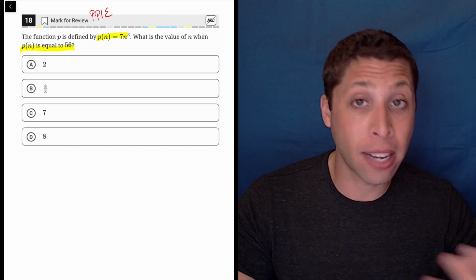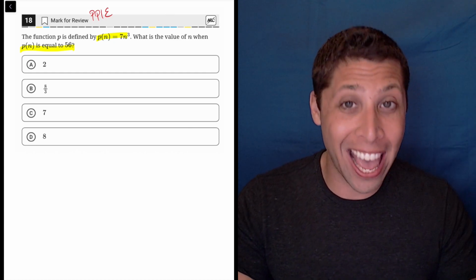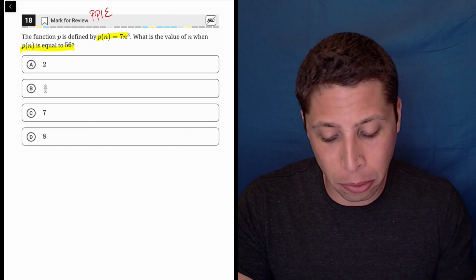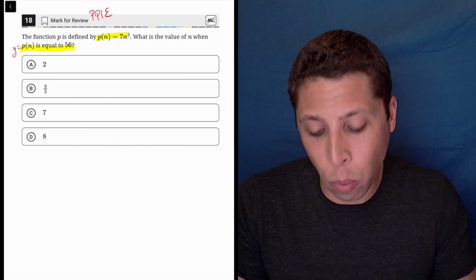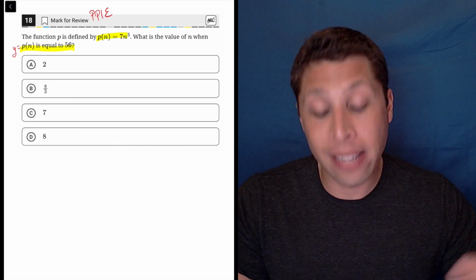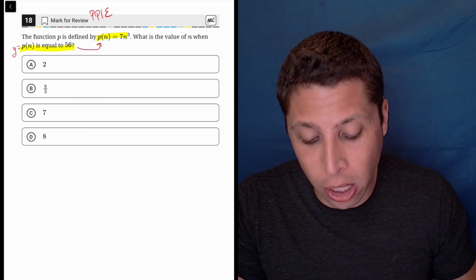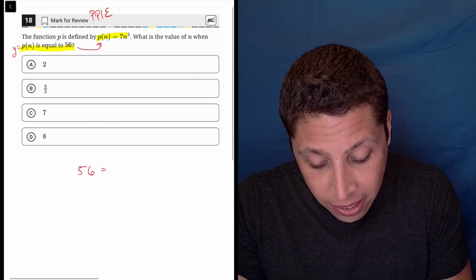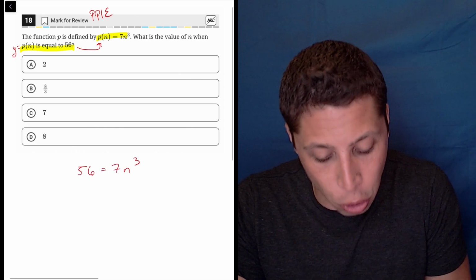Every point is kind of an x and a y. In this case, they've changed it to n and p of n, but it's behaving similarly. This is basically the y coordinate. They're saying that p of n is equal to 56. So that 56 is going to go in that spot, and so 56 is equal to 7n cubed.